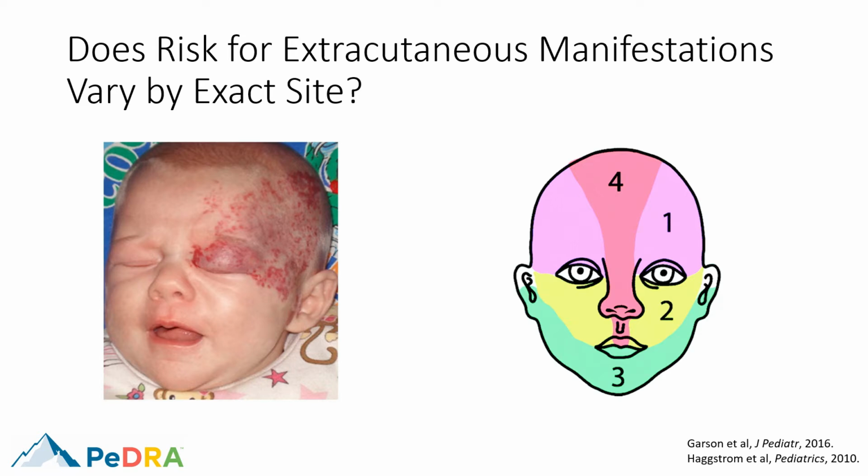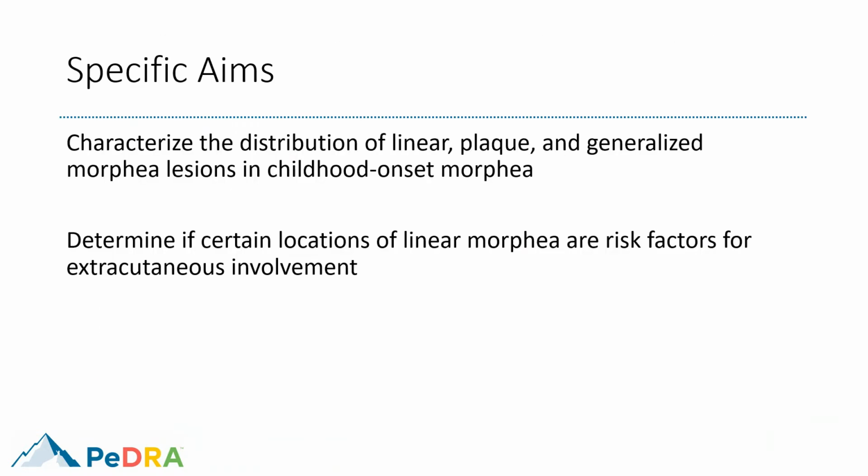So for example, in a skin disorder called face syndrome, the researchers found that hemangiomas on certain parts of the face had a higher risk for being associated with abnormalities of the brain and heart. And for example, this infant here with a hemangioma in the S1 distribution tended to have higher risk. So the specific aims of our study were to characterize the distribution of linear, plaque, and generalized morphea lesions in childhood onset morphea, and also determine if certain locations of linear morphea were risk factors for extracutaneous manifestation.